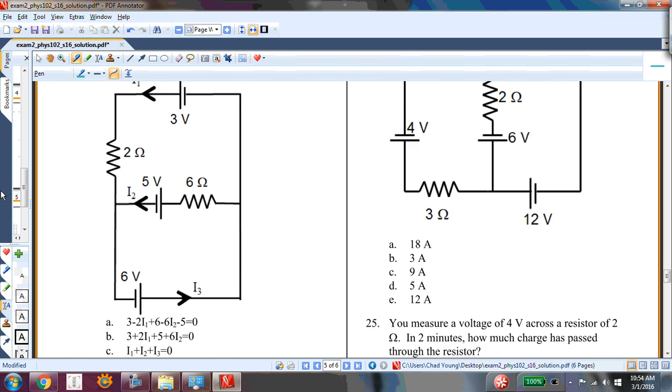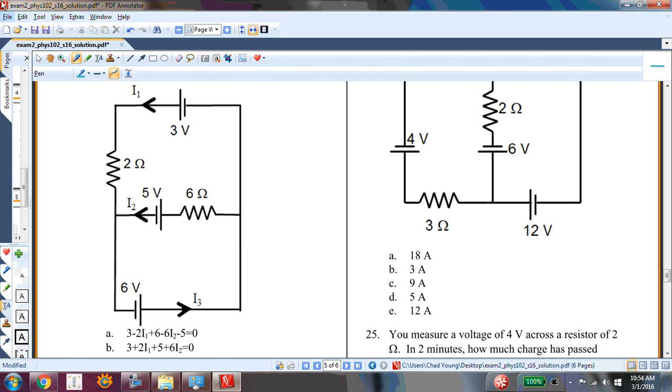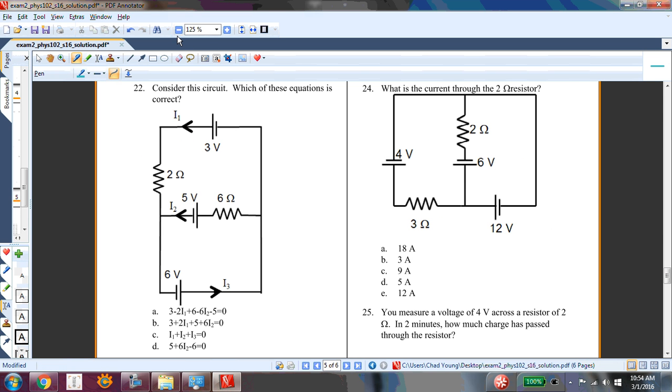Which equation is correct? All right, so let's see. I'm going to zoom out just a little bit so we can see all of them. 3 minus 2I1, that's starting here and going in this direction. So far, so good, going with the current. Plus 6 minus 6I2. Yeah, see now this is not a closed loop, so it can't be that one because it doesn't do a closed loop. So A is not the right answer.